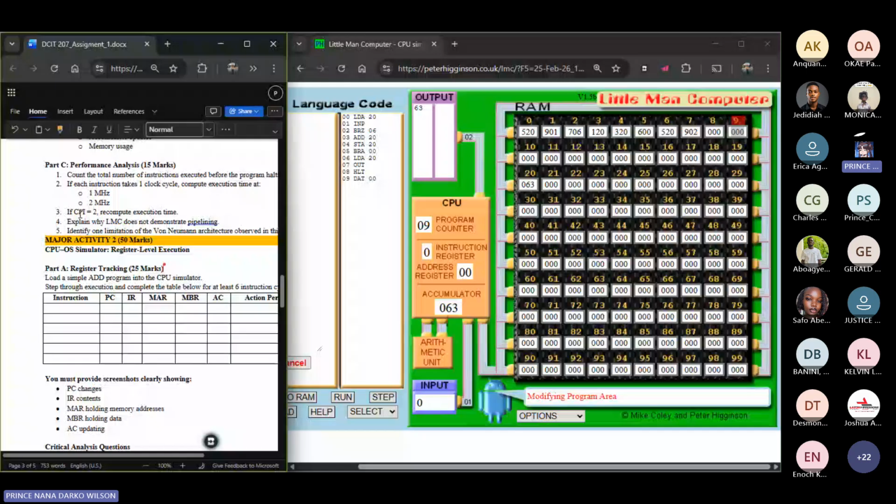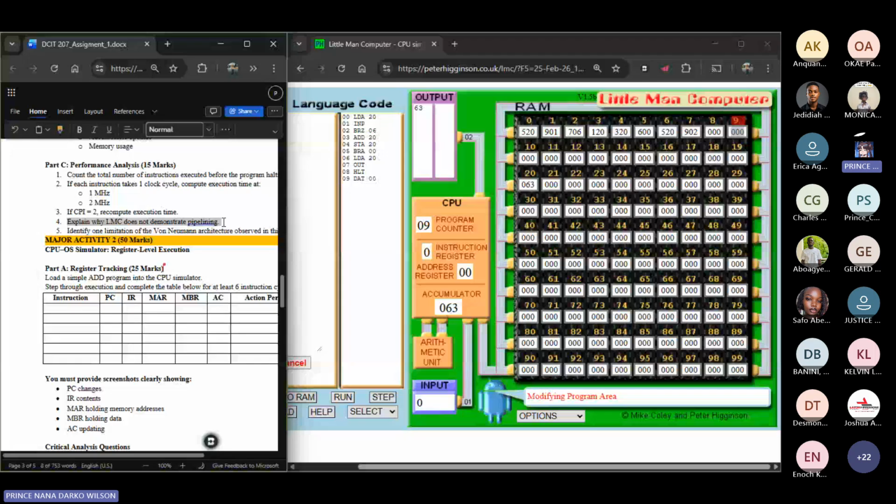So it says explain why the little man computer does not demonstrate pipelining. You see, pipelining is a function that we can examine if we are using the central processing or operating system simulator. What it basically does is this. It shows you how different instructions can be executed side by side, simultaneously. However, the little man computer processes strictly one instruction at a time. This means it is unable to do that simultaneous processing of information. So it cannot do the pipelining.